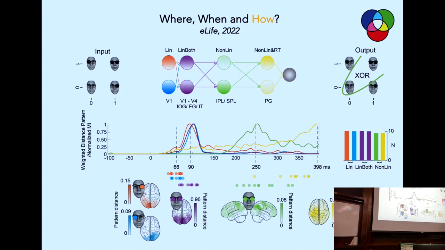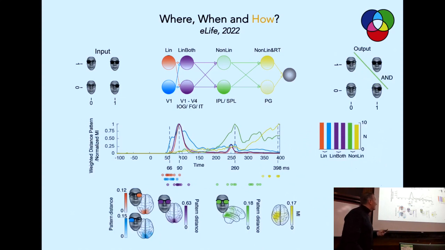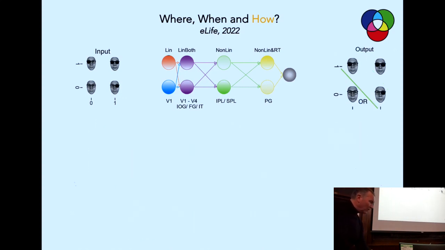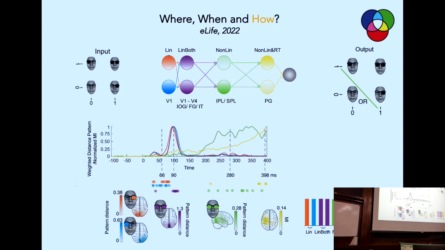Did you mention that the XOR interaction was in the IPS, whereas the interaction for AND and OR was more ventral? Yeah, you can see this. It's a bit more ventral. In AND, you also have a bit here, and in OR as well. Why, we don't know. Was there a difference in behavior for those tasks? Not really, no.